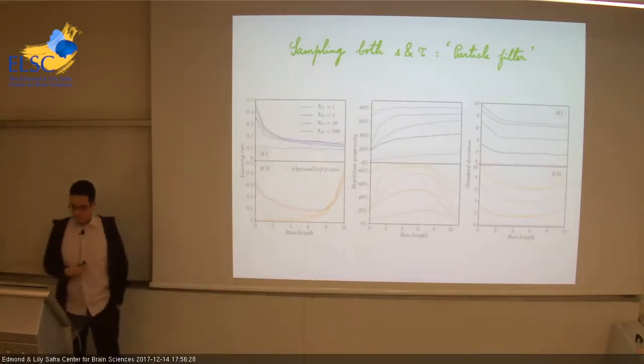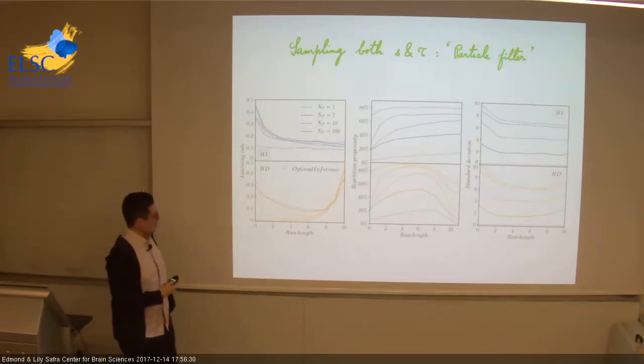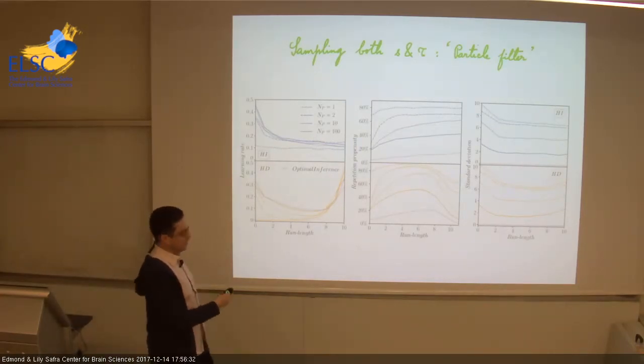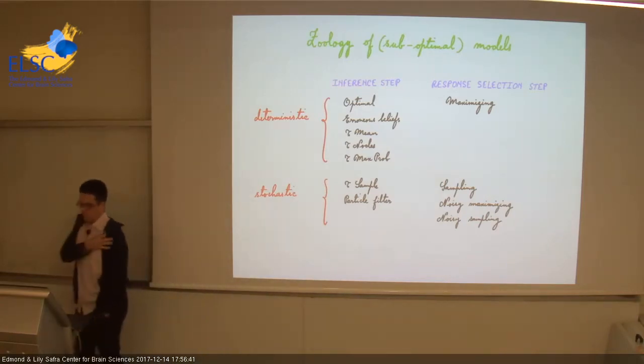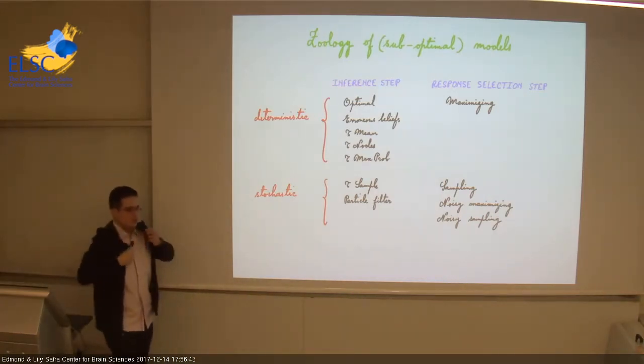So if you do this, again, you find somewhat similar quantities as you had before. So instead of spending a lot of time on this, let me just summarize all that we have. We have a fairly large zoology of models.